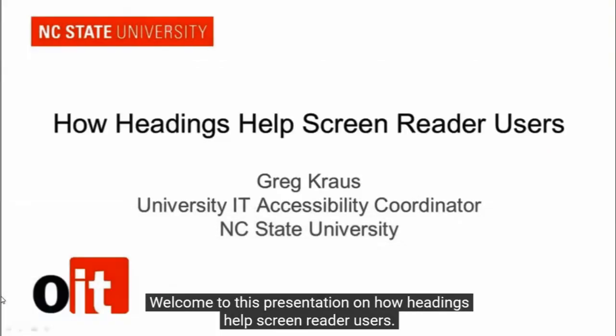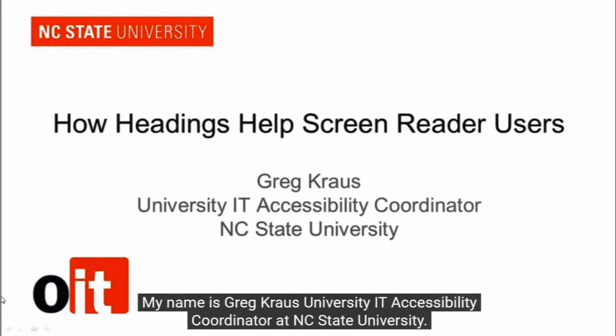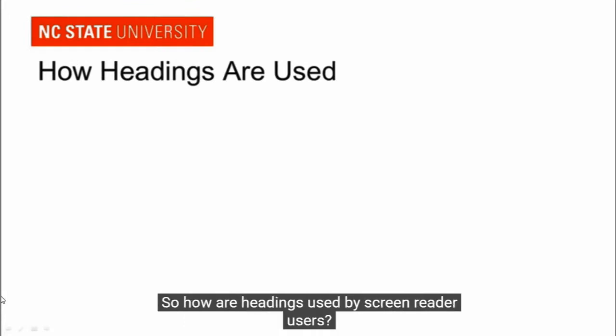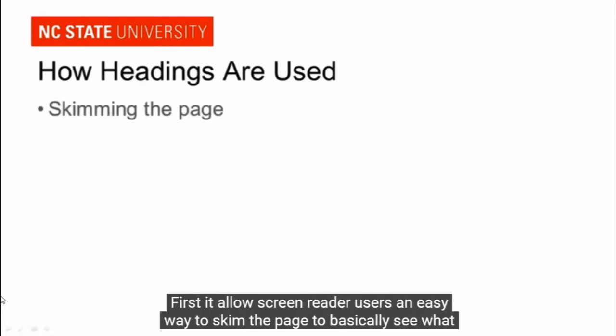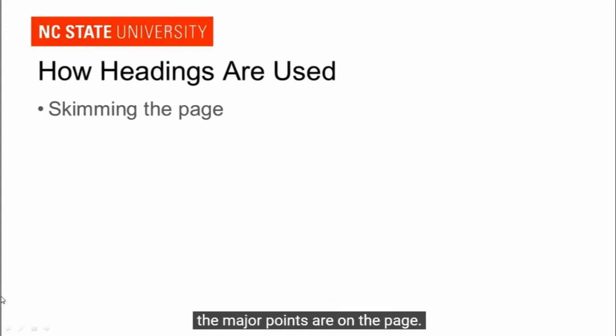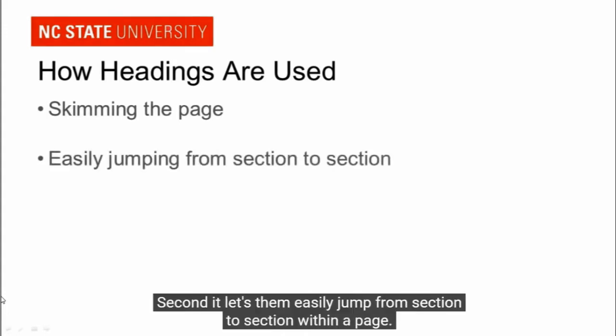Welcome to this presentation on how headings help screen reader users. My name is Greg Krause, University IT Accessibility Coordinator at NC State University. So how are headings used by screen reader users? Well, there are two main benefits that headings provide. First, it allows screen reader users an easy way to skim the page, to basically see what the major points are on the page. Second, it lets them easily jump from section to section within a page.